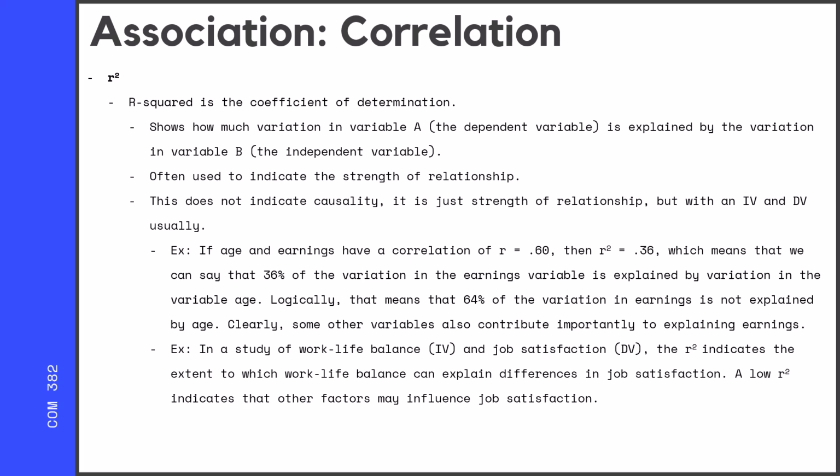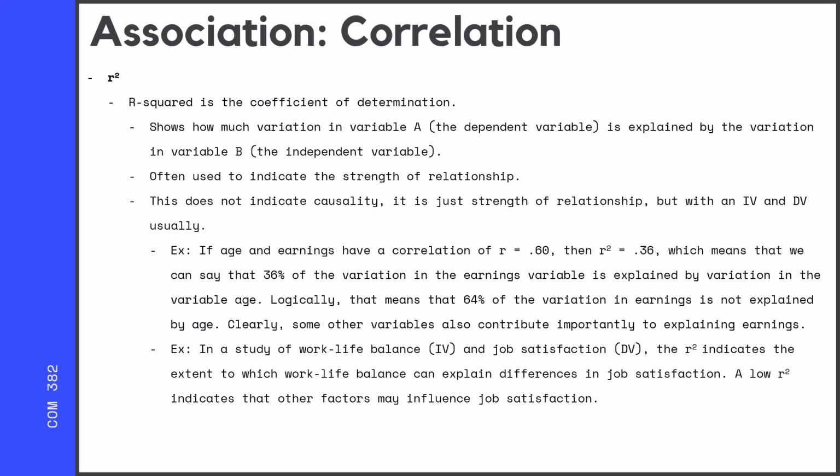This is often used to indicate the strength of relationship. Again, it doesn't indicate causality, just the strength of relationship, but there is an independent and dependent variable. So we use it to explain variation. In this example, if age and earnings have a correlation of R as 0.60, then R squared is 0.36, which means that we can say that 36% of the variation in the earnings variable is explained by variation in the variable age. So that means that the rest of it is not explained by age, and that means that there are other variables that contribute.